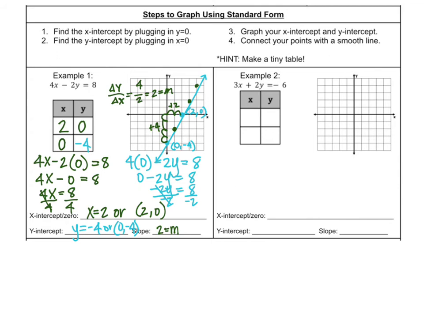All right, let's look at example 2. Remember, your hint is to make a tiny table. If that's not helpful for you, don't use it. But I'm looking for when y is 0 and when x is 0. What is x when y is 0, and what is y when x is 0? Let's start by finding what x is when y is 0. So I'm going to leave x there, plus 2 times 0 equals negative 6. That means I have 3x. 2 times 0 is 0, so I don't even need to write it. 3x equals negative 6. Divide by 3 on both sides, and I get x is negative 2. So my zero is x equals negative 2, or the point (negative 2, 0).